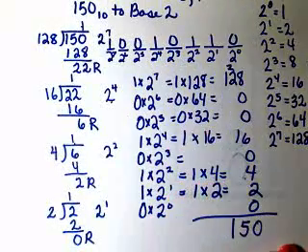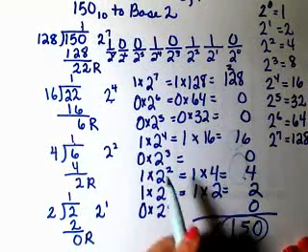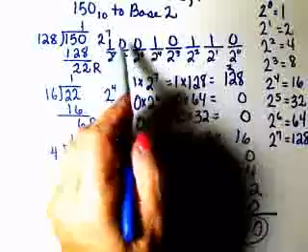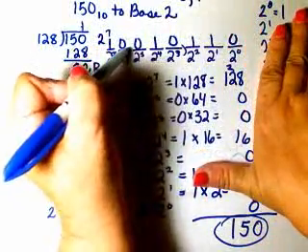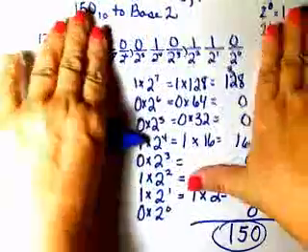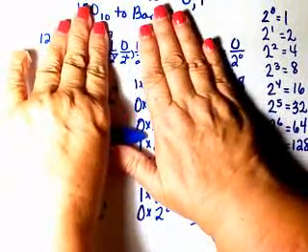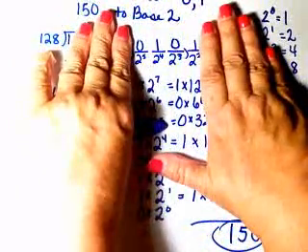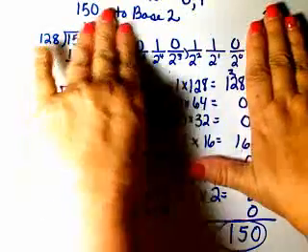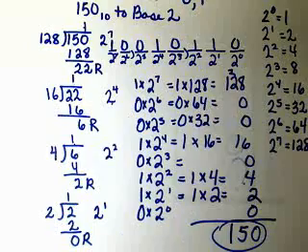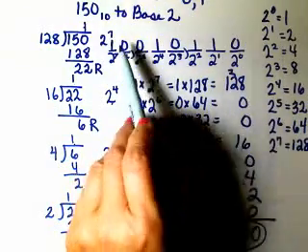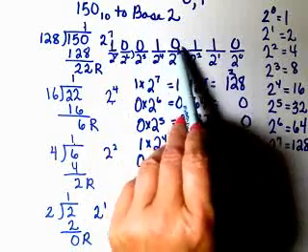So indeed, now how would you read this number? You would read it just like a normal number marked off in periods. So it would be 10,010,110 base 2. Okay?